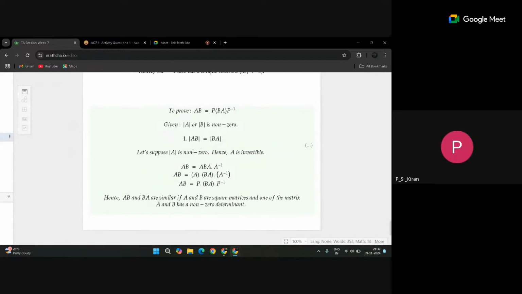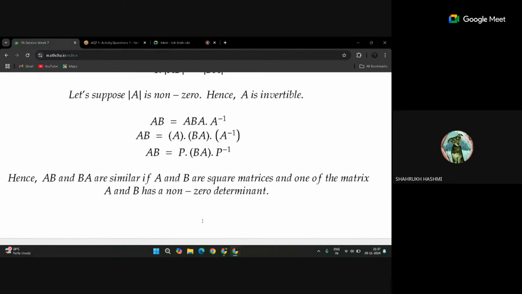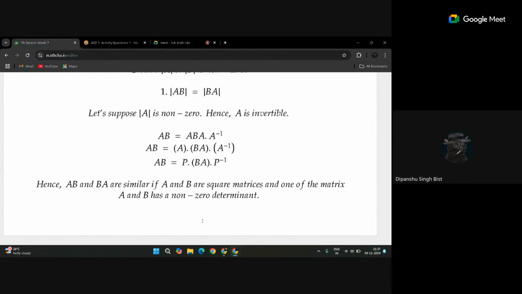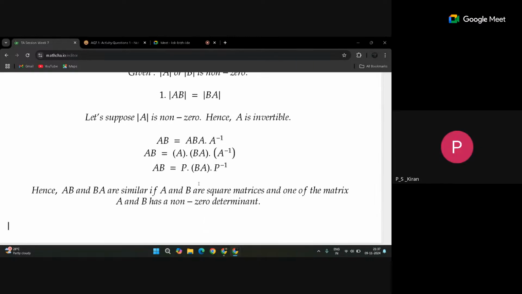Sir, both have to be non-zero. Both A and B have to be invertible. Then only the product of matrices will be invertible. No, both. So we are not saying invertible. We are not talking about whether AB inverse or BA inverse exists or not. We just wanted to express AB and BA in such a manner.